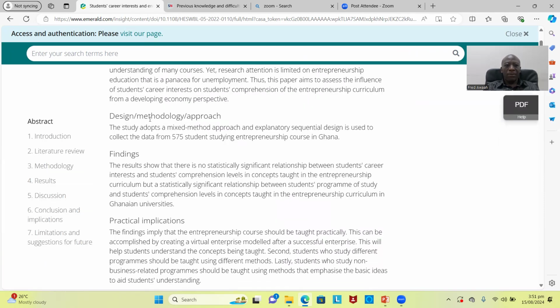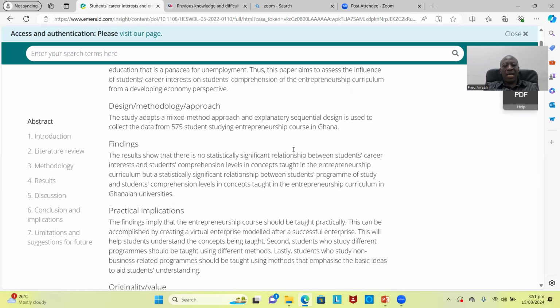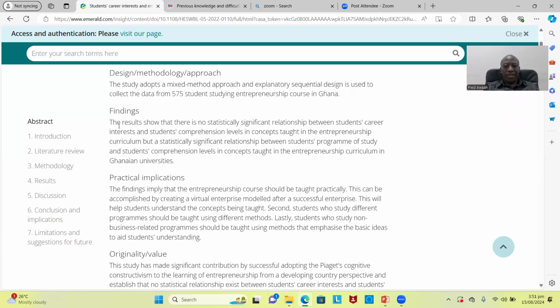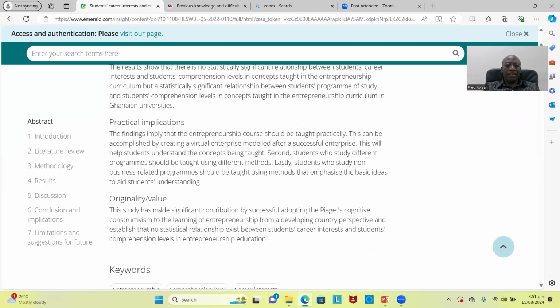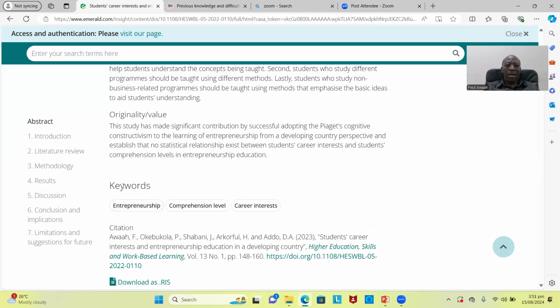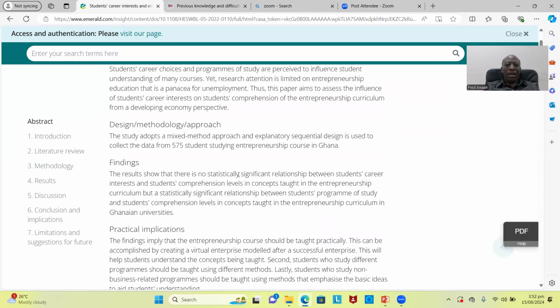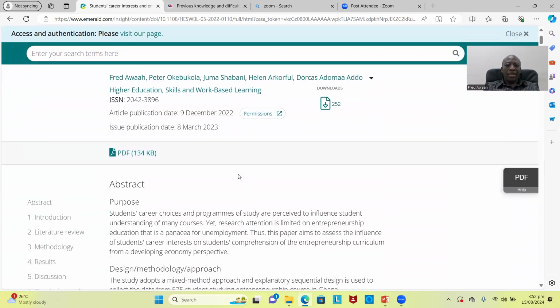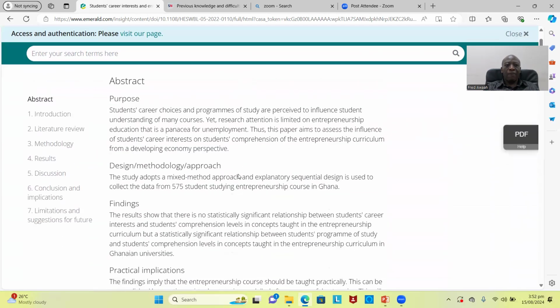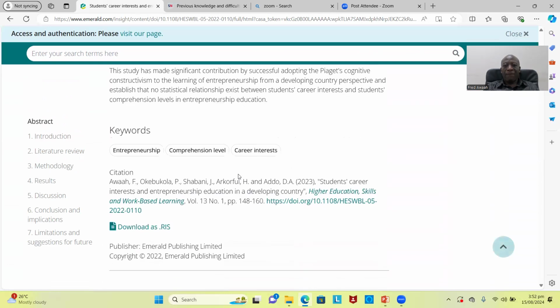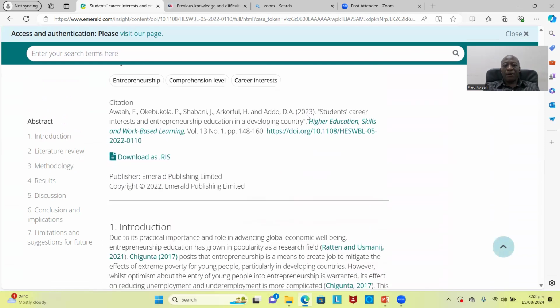So methodology, design methodology approach, here they clearly indicate that the study adopts a mixed method approach. Explanatory sequential design is used to collect the data from 575 students studying entrepreneurship course in Ghana. Here you see the findings, reflecting what the study found, practical implications and originality value, and keywords. So you can find this paper online, so you may want to benchmark it or use it as a practical guide if you do not have others already.